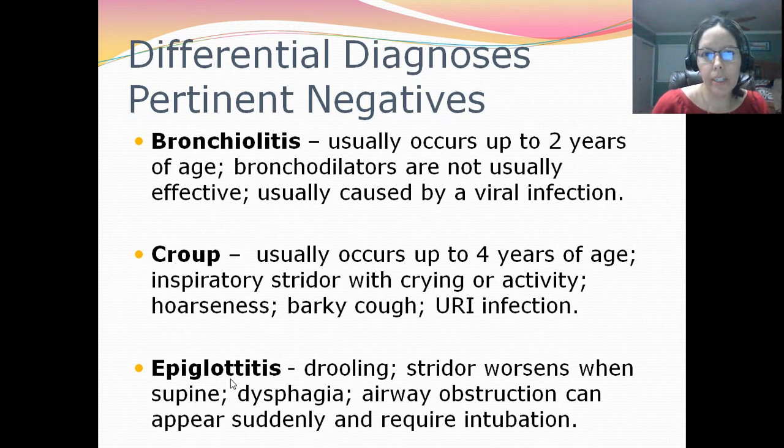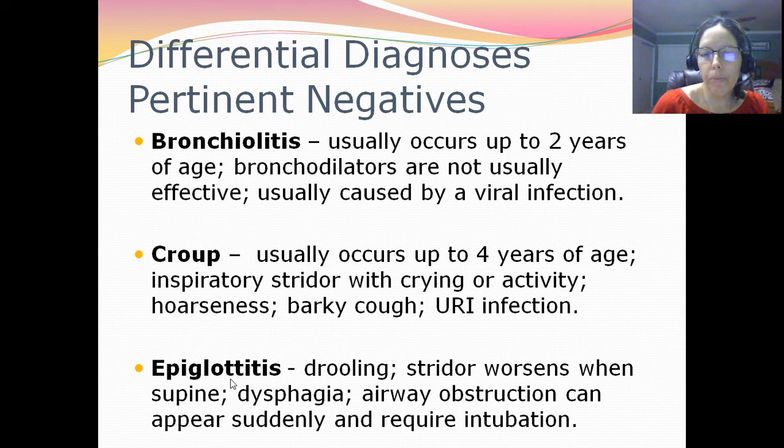Three differential diagnoses for asthma would be bronchiolitis, croup, and epiglottitis. I have focused mainly on the pertinent negatives of these diagnoses. In bronchiolitis, this disease usually occurs in children up to 2 years of age. Bronchodilators are usually not effective, and it tends to be caused by a viral infection.